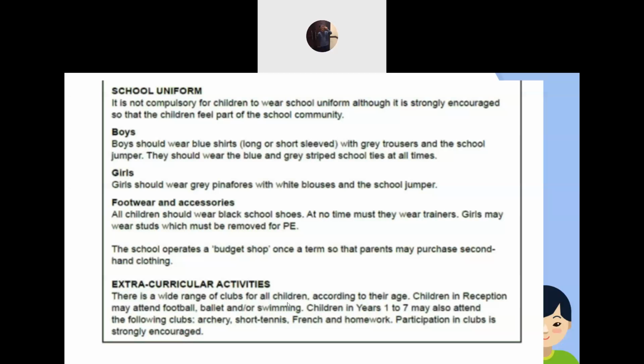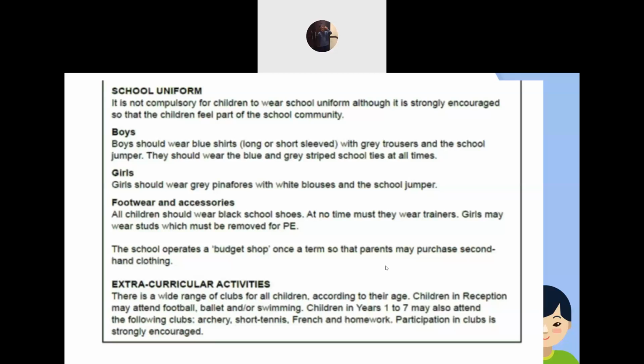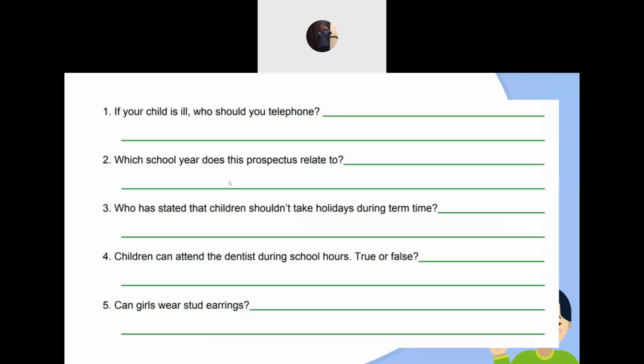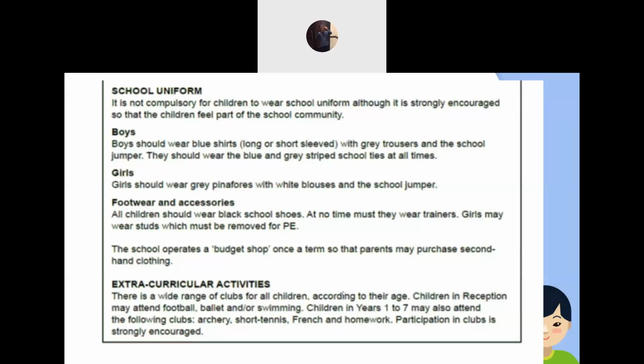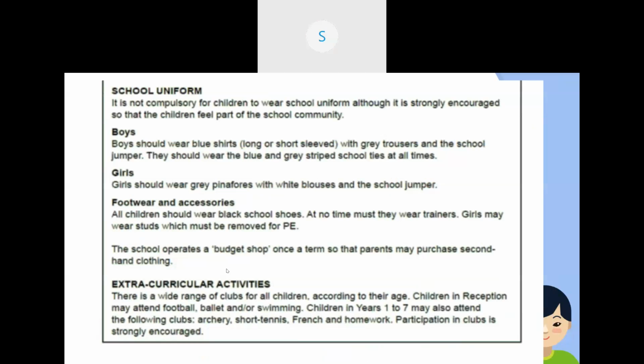Okay, I will go back. If your child is ill, who should you telephone? The school office. Okay, let's look at the second question. Which school year does this prospectus relate to? The keyword is which school year? 2010 to 2011. So now I see scanning is usually easier.